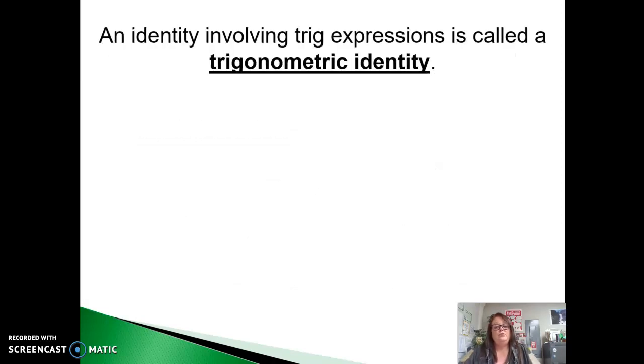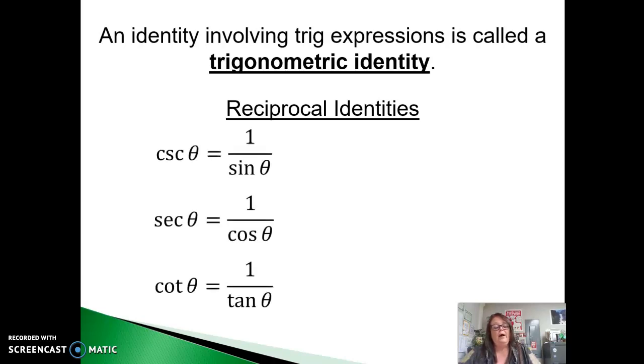So if it involves trig expressions, then we're going to call that a trigonometric identity. And these aren't foreign to us. We've used some trig identities already. One type of trig identity is the reciprocal identities. How we learned the definition of cosecant of theta was that it was the reciprocal of the sine of theta. Same with secant of theta, it's the reciprocal of cosine. And cotangent of theta is the reciprocal of tangent of theta.